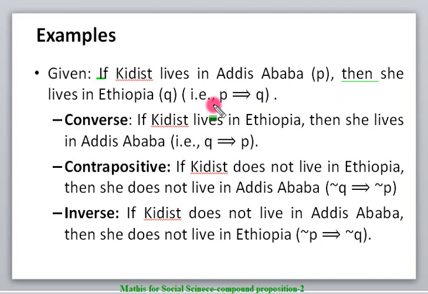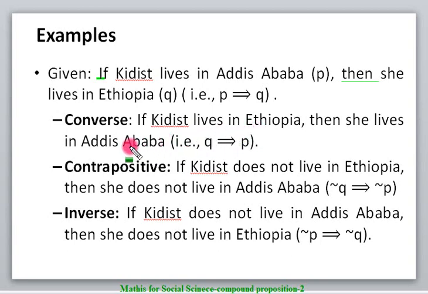Then what is the converse statement of this? We have said that in a converse statement, the hypothesis and the conclusion are just interchanged. Therefore, if Kadis lives in Ethiopia, then she lives in Addis Ababa. It is a simple exchange. There is no negation added here.